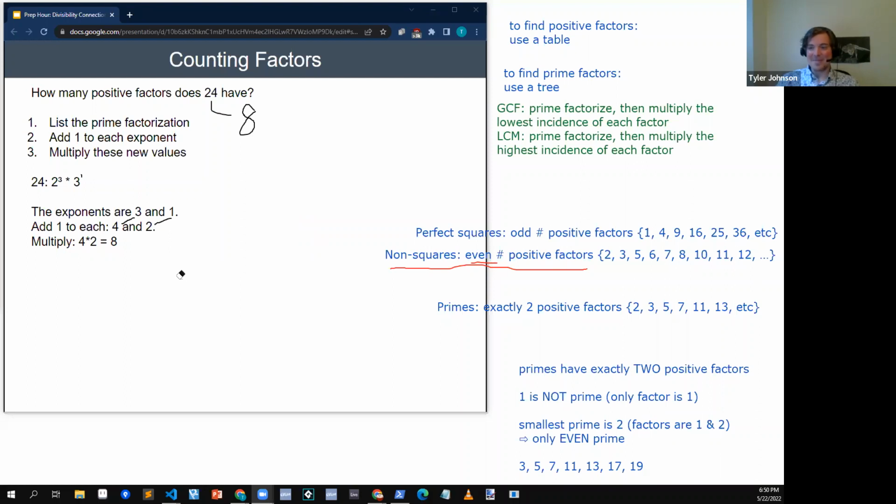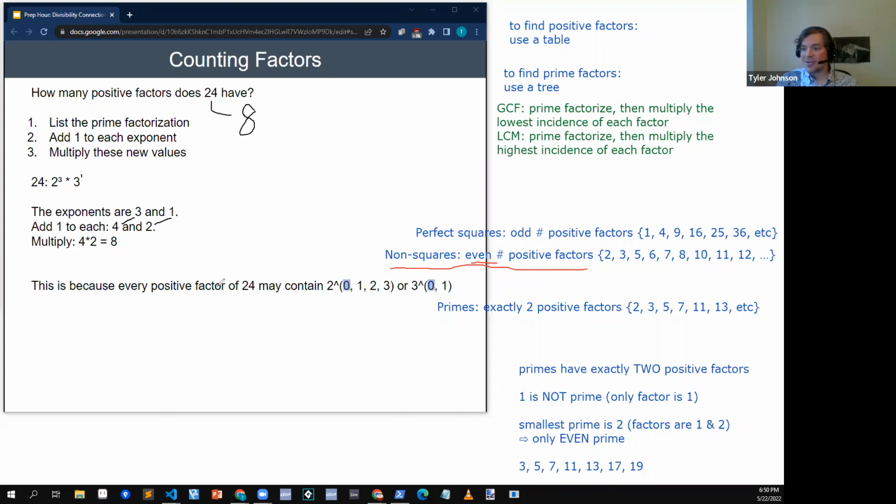Now, why does that work? Well, this is because every single positive factor of 24 has got to be built off those prime factors, right? Prime factors are essentially the building blocks of any number. The reason I add 1 is to account for that 0 power.